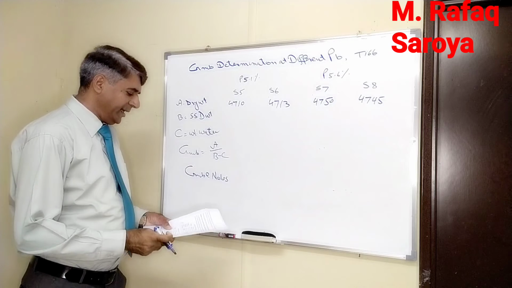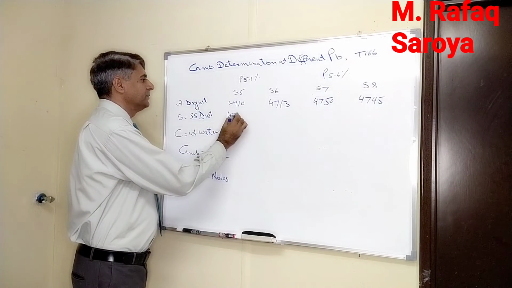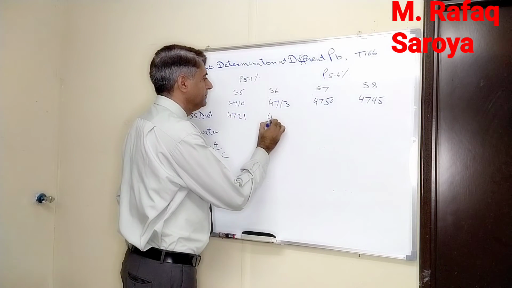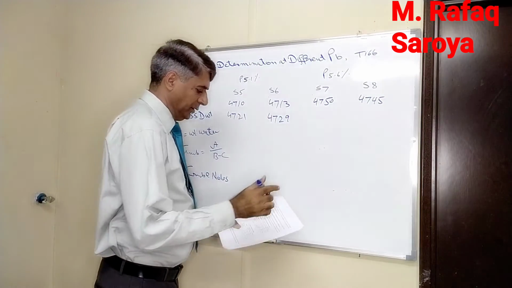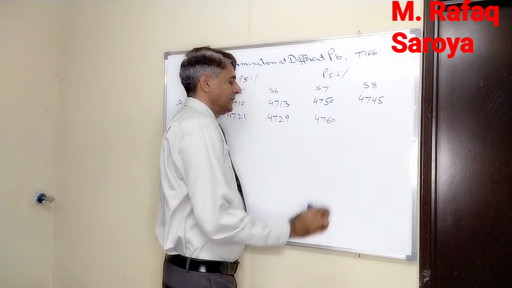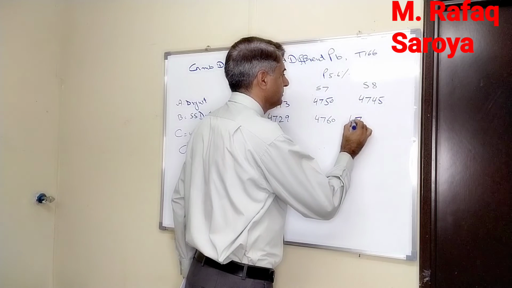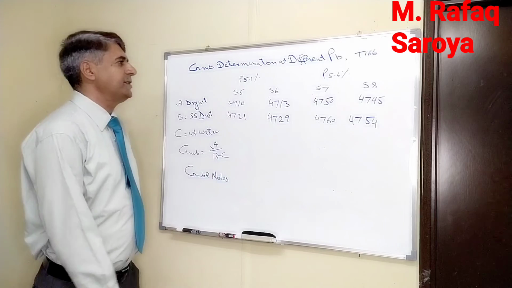When these samples have the SSD weight: 4721, 4729, 4760, and next is 4754. This is the SSD weight.